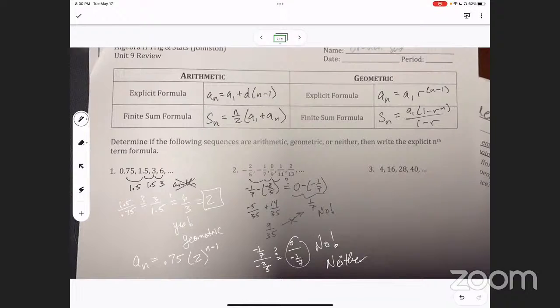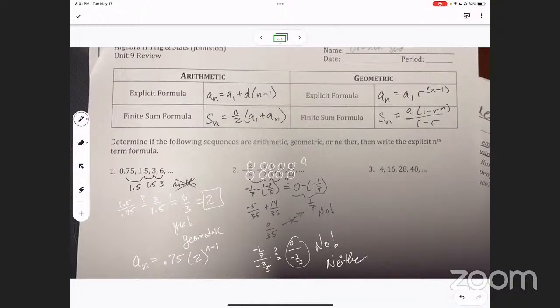Oh, well, actually, can you write an explicit formula? I'm not really sure if you can. They want you to write an explicit formula. Do you see what's happening? Oh, I kind of see what's happening. You see how the numerator is increasing by 1? Yeah. And the denominator is increasing by 2. So the numerator is an arithmetic sequence, and so is the denominator.